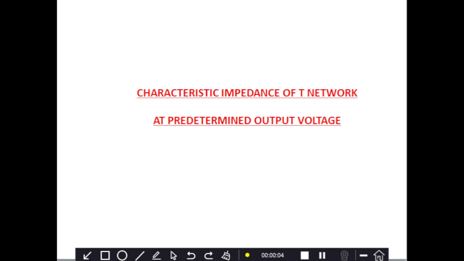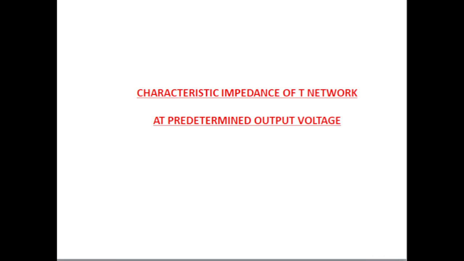Characteristic impedance of T network at predetermined output voltage. That means designing a T network component for a characteristic impedance with a predetermined output voltage, 15% of input voltage, like that.